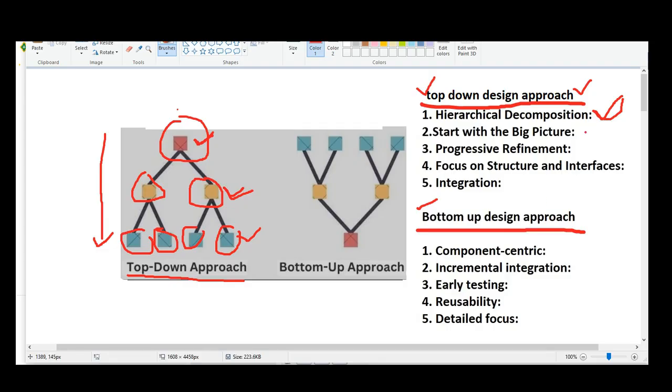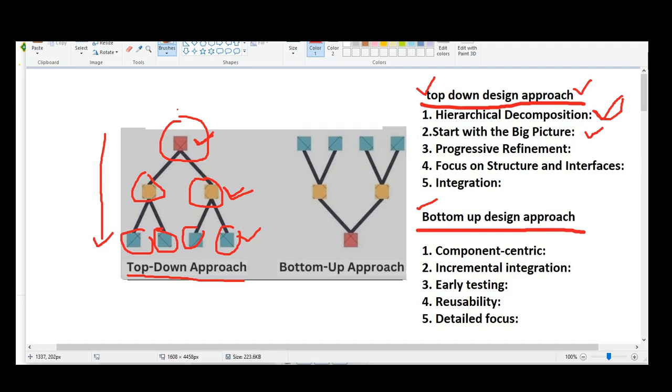The next one is starts with a big picture. Starting with the big picture means the program solution of a particular problem or system can be provided as a big picture or big view. That is, the main problem is first divided into subprograms, and these subprograms are linked together. So this is called a big picture.